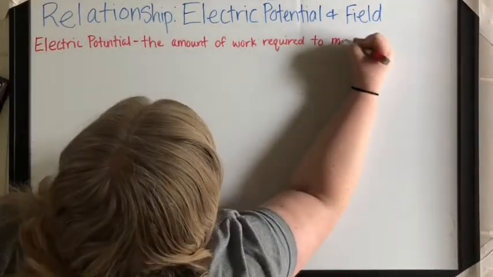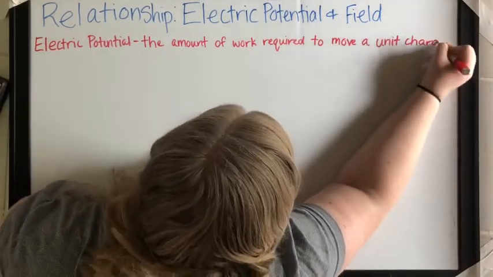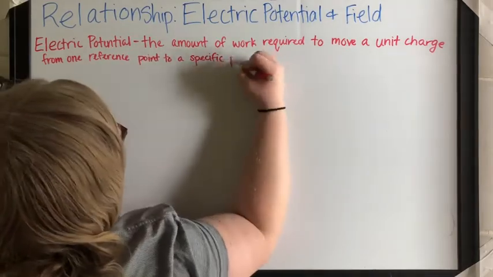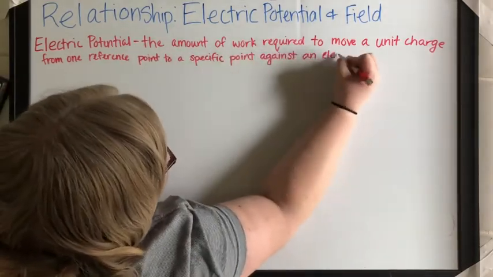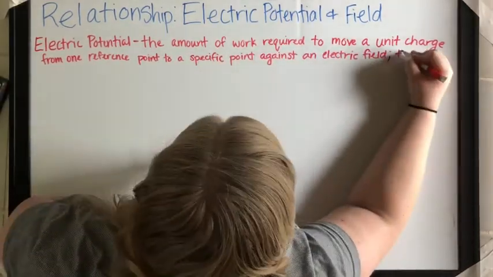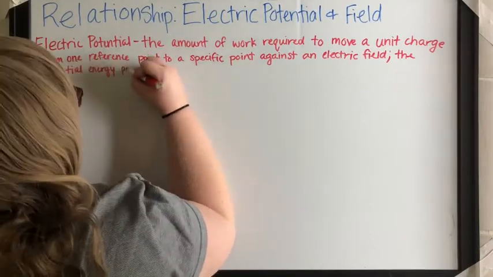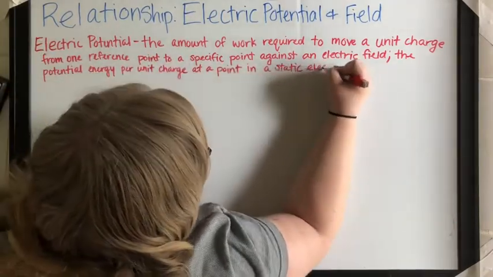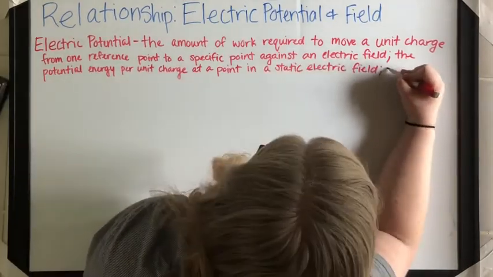Electric potential is the amount of work required to move a unit charge from one reference point to a specific point against an electric field. It can also be defined as the potential energy per unit charge of a point in a static electric field, or voltage.